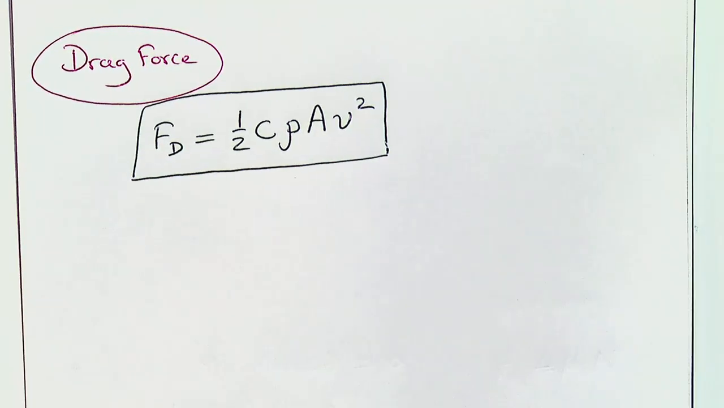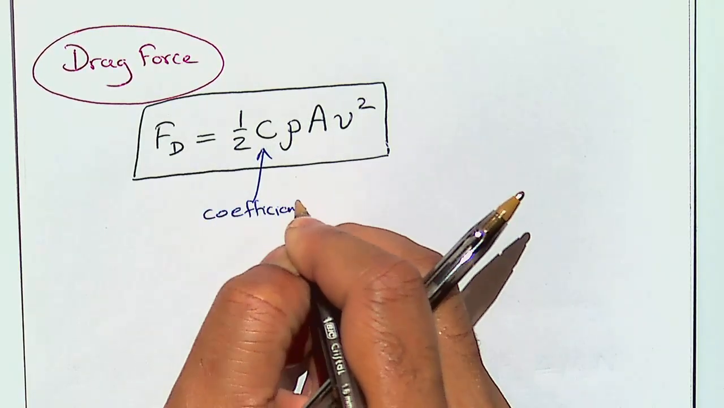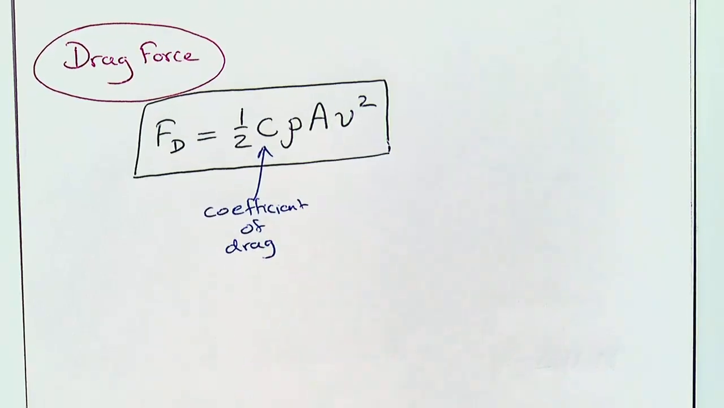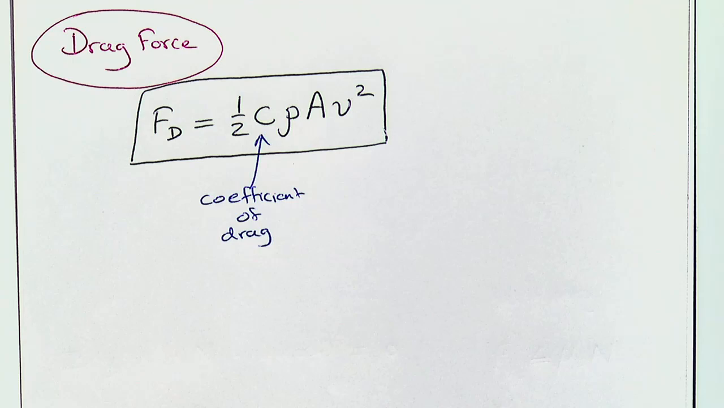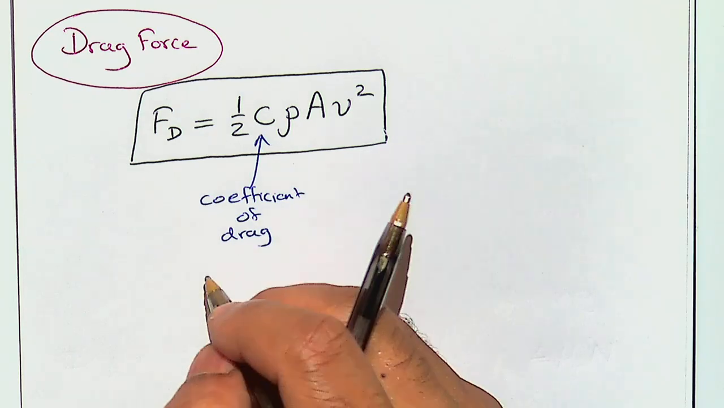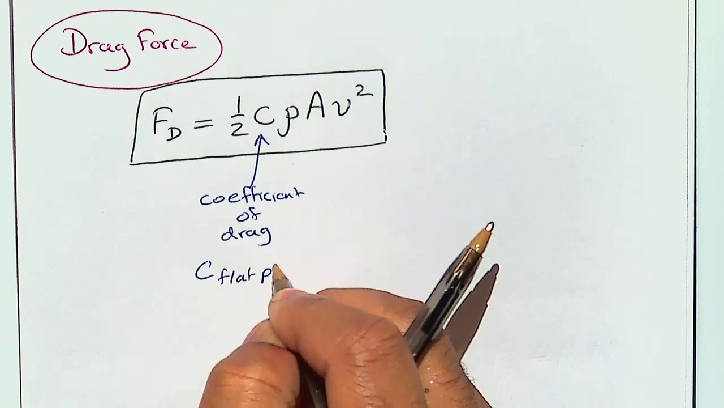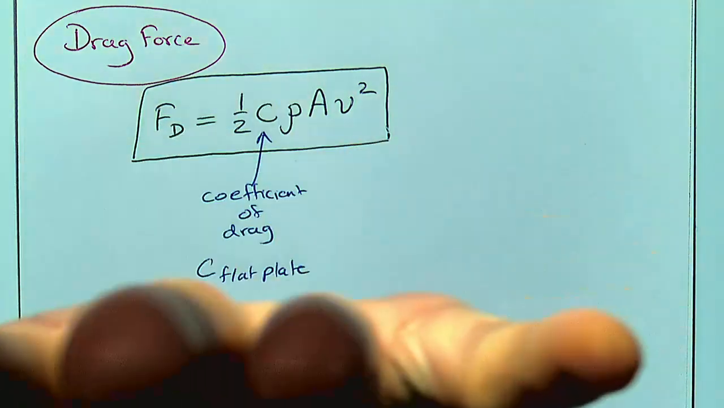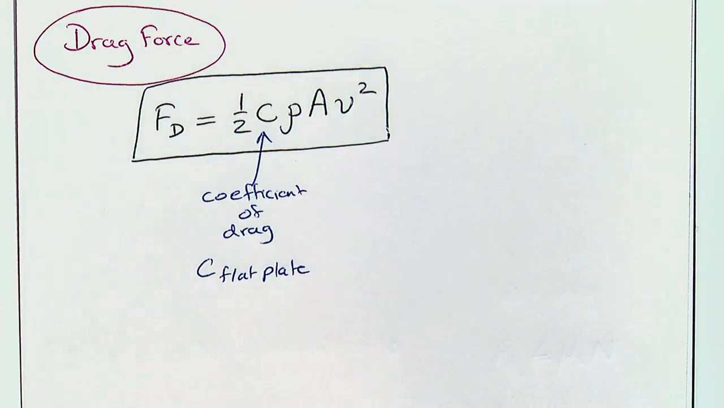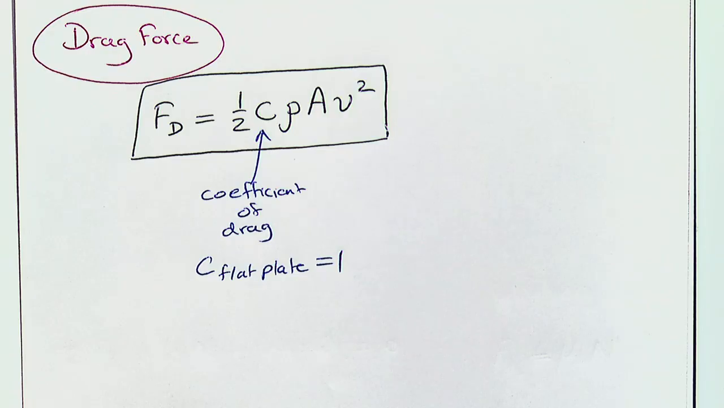So the c here, this coefficient, is the coefficient of drag. It's something you have to measure. You have to put an object into a wind tunnel, for instance, and measure this. For the coefficient of drag for a flat plate, imagine a flat plate is aimed right against the wind, in the direction where the area is largest against the wind, then this value is 1. It's like a worst case scenario in terms of drag.